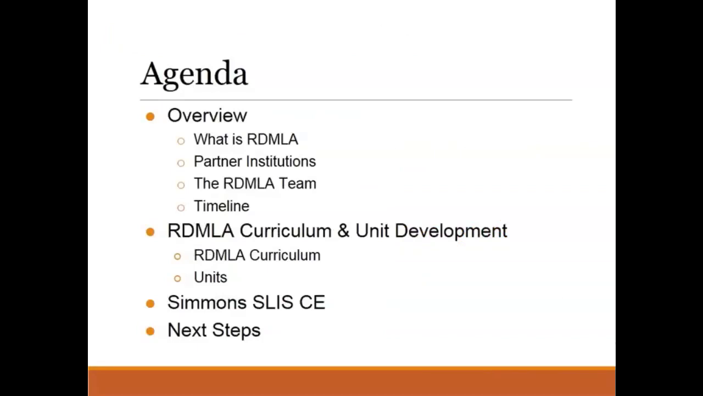Like I said, I'm going to do an overview of what is commonly called the RDMLA, since Research Data Management Librarian Academy is a little mouthful, who the partners are in this project, who the team members are, the faculty, what our timeline is, and then what the program will include as far as curriculum units. And then also the good news is that we will be offering continuing education credit through Simmons School of Library and Information Science. And then I'll wrap up with the next steps.